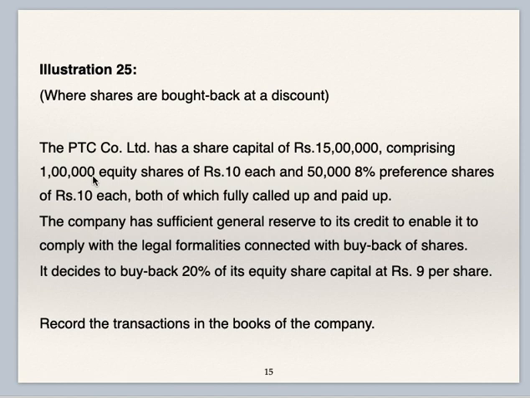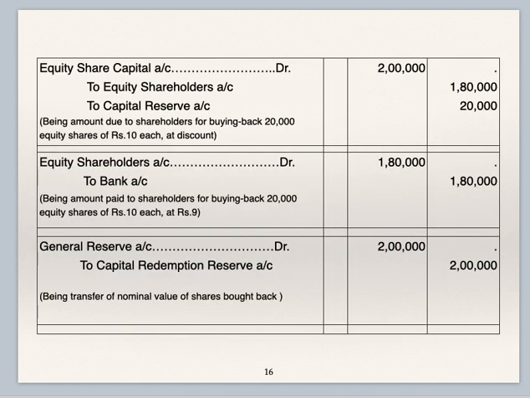1 lakh equity shares it has, out of that 20% it has decided to buy back at 9, face value is 10, that means it is buying back shares at discount. Record the transactions in the books of company. Equity share capital account debit 2 lakhs. 20,000 equity shares of 10 each it is buying back. To equity shareholders to capital reserve.